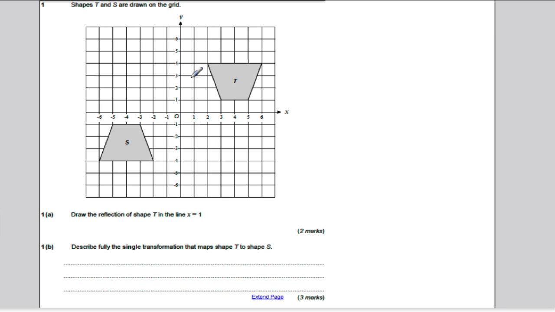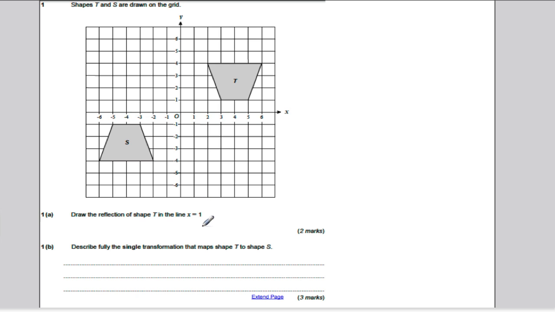S and T are shapes drawn on the grid. Here's S and T. They're both trapezia, because they have one pair of parallel sides. In fact, they're isosceles trapezia because this side and this side are the same length. Draw the reflection of T in the line x = 1.